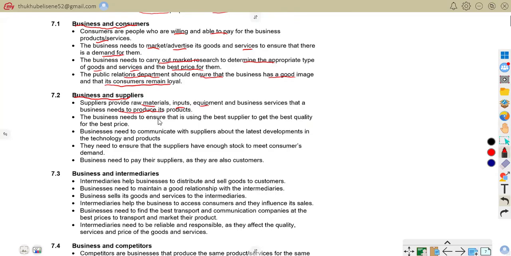The business needs to ensure that it is using the best supplier to get the best quality for the price. So meaning business must choose the best supplier. Here we are saying business must choose what? Best supplier.